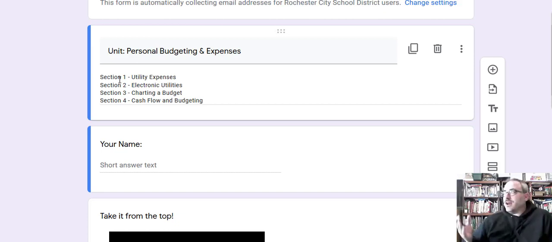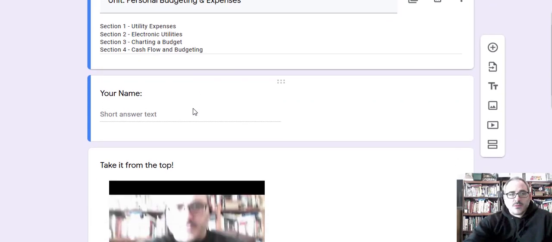If it takes you a half hour a day for a week, that's about what's expected, okay? So take heart. Again, the unit is personal budgeting expenses. What you're looking at right now is section 1, utility expenses. In the next Google form, section 2, we're going to look at electronic utilities. In section 3, we're going to be charting a budget. And then in section 4, cash flow and budgeting. That's going to be the last section. We're going to do a lot more personal budgeting stuff.